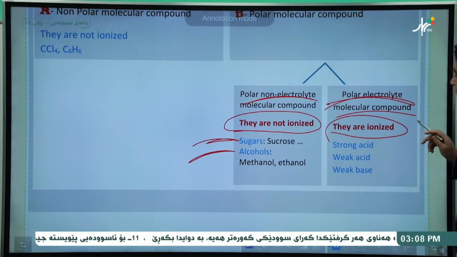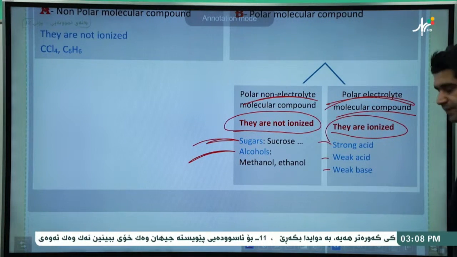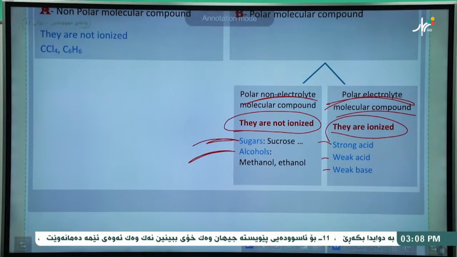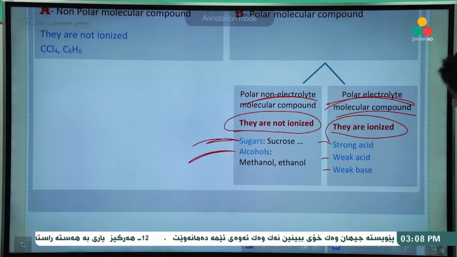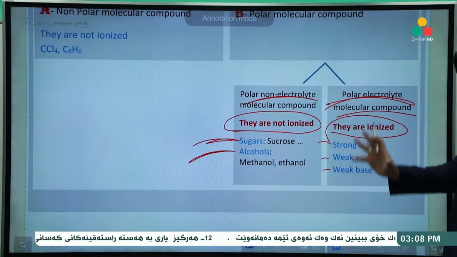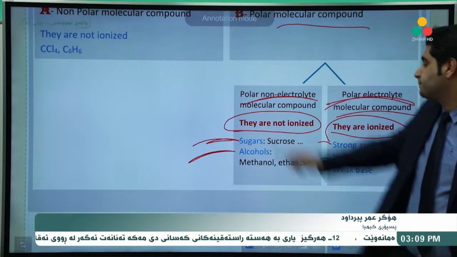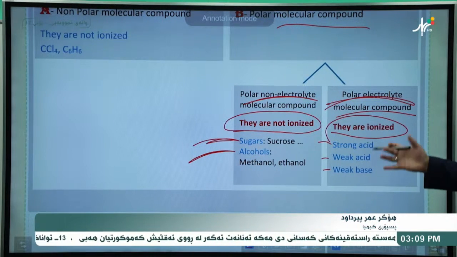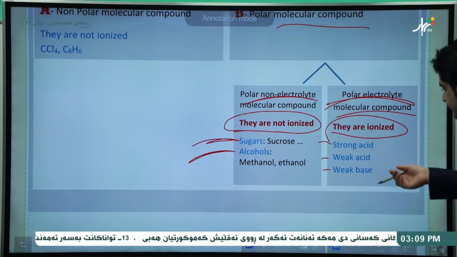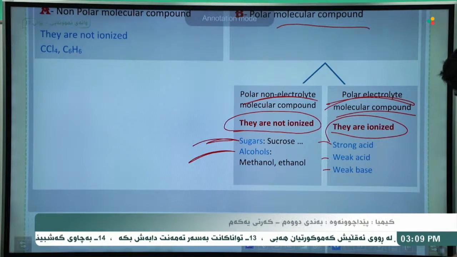But polar electrolytes are such as strong acids and weak bases. Even salts are electrolytes, but they are not molecular. That's why we did not mention salts and strong bases, because they are ionic compounds. We just talk about molecular compounds. They are ionized in water. They can produce a solution that can conduct electricity, and that solution will be at the ionic level.